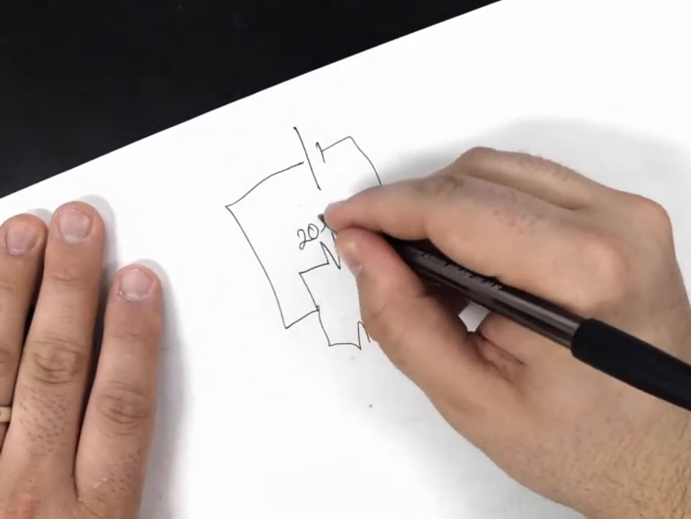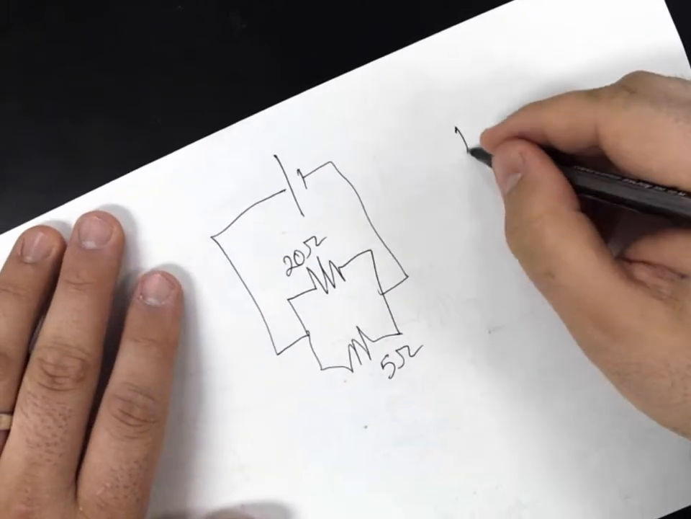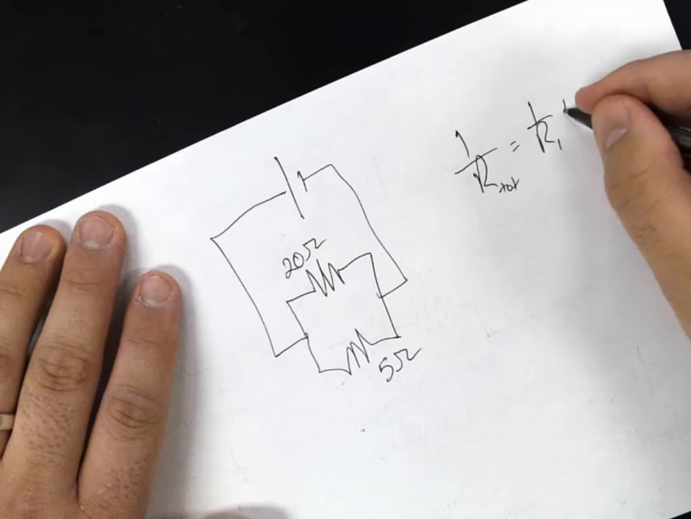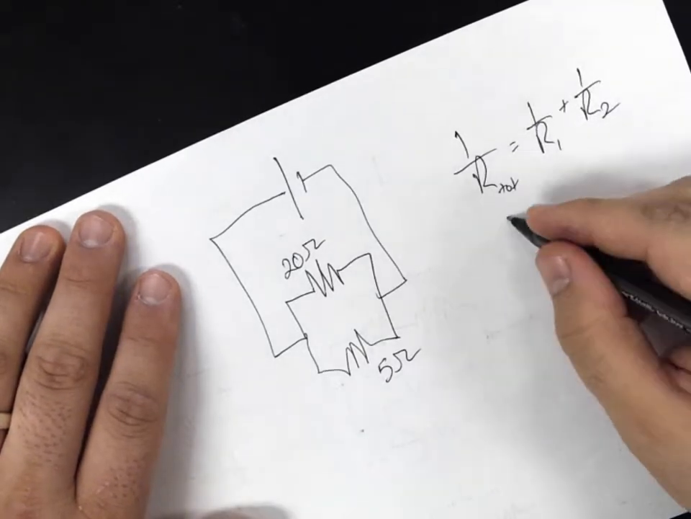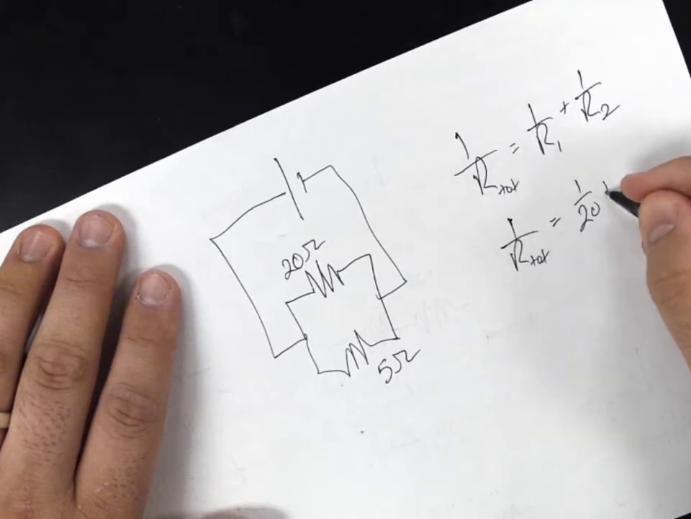This one is 20 ohms, this one is 5 ohms. That just looks like a parallel. So we do the parallel, 1 over R total equals 1 over R1. You can tell that I'm starting to get a little flustered because of time. So 1 over R total equals 1 over 20 plus 1 over 5.